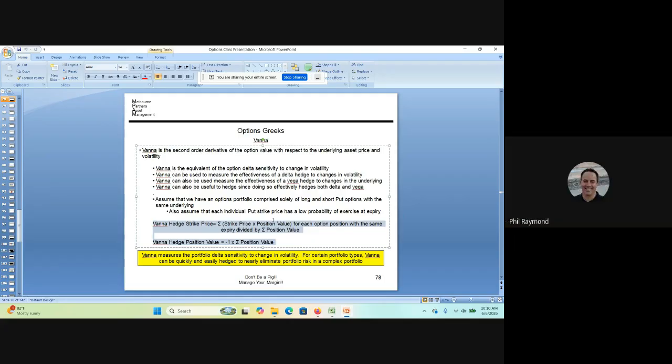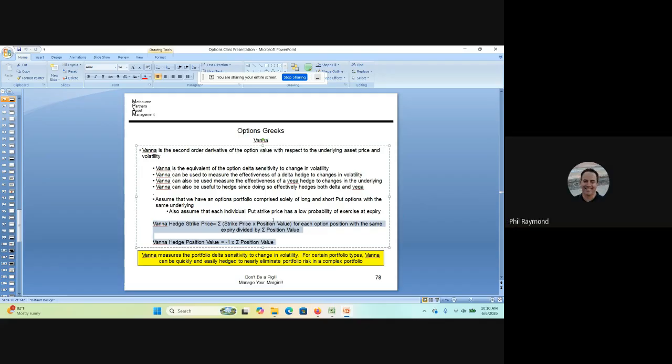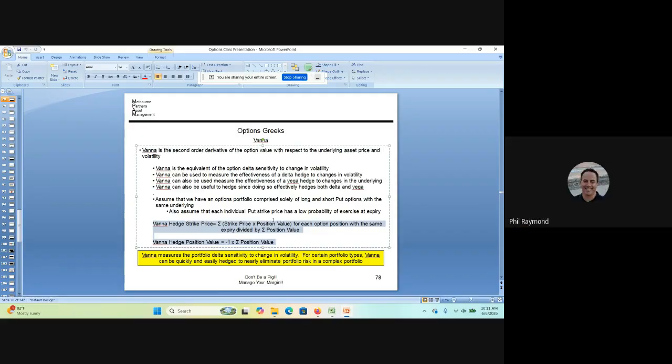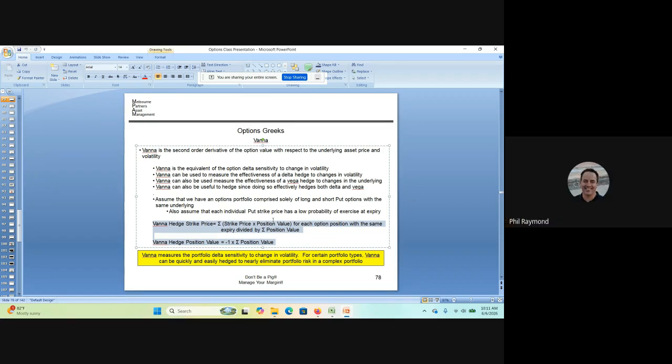Why puts only? Well, puts are the things that are short. I guess you could Vanna hedge your calls, but you have to do them as calls only. You can't do calls and puts at the same time. Makes no sense, right? But if I had puts and calls in my portfolio and I then want you to Vanna hedge the calls, okay, just do the calls separately. Don't do them all at the same time, is what I'm saying. You have to treat them separately.